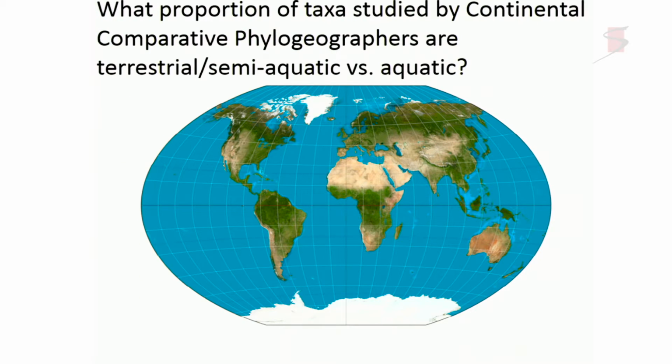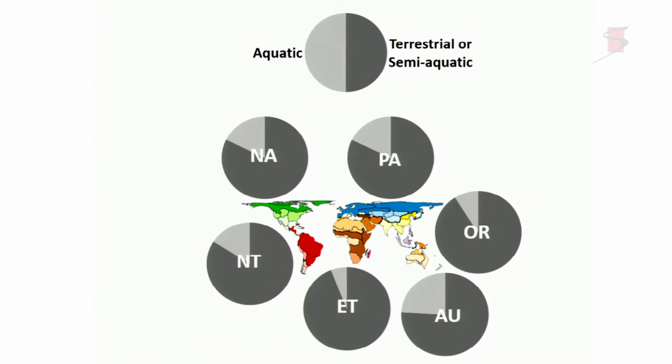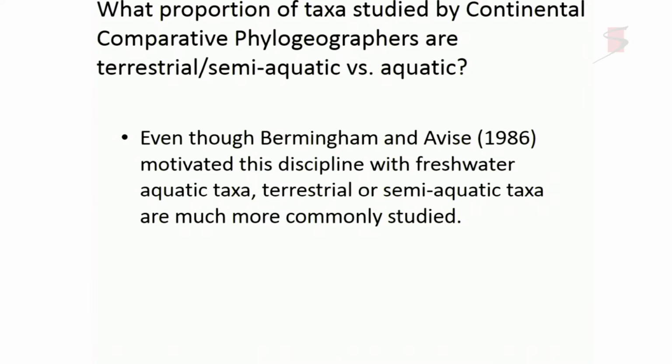Okay, oh, and here's just another interesting kind of a breakdown. Most studies are terrestrial or semi-aquatic studies, although there are a fair number of aquatic studies in the Nearctic and Palearctic and Australian. But it's kind of interesting, even though Bermingham and Avise introduced this whole approach in 1986 with freshwater fish, most of the studies are terrestrial or semi-terrestrial organisms at this point. So there's an open door there as well.